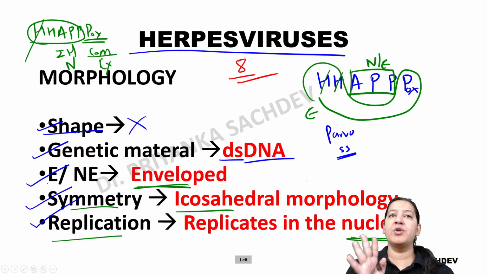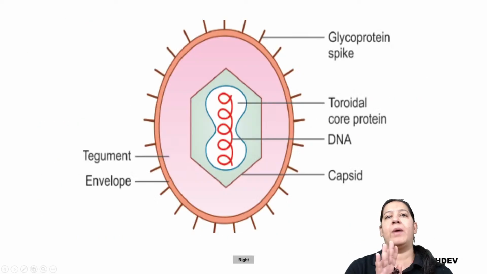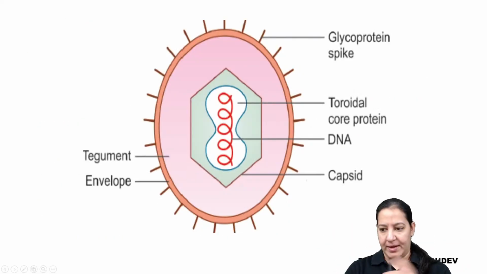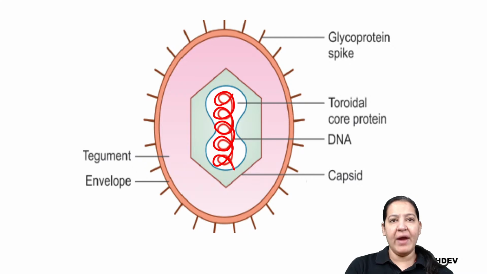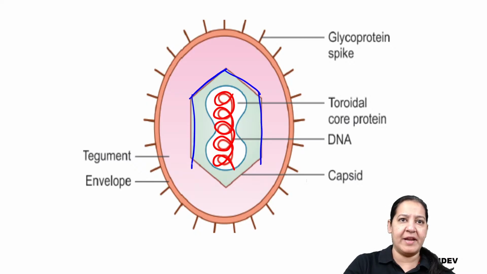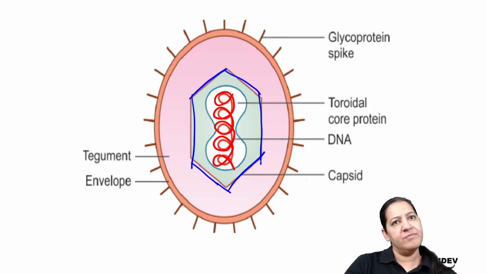After morphology, I will show you the diagram of the herpes virus. This is a diagram of herpes virus. I hope everyone can see it. Can you see? It is double-stranded DNA as the nucleic acid at the center, right? It is surrounded by a capsid. Can you see? This is the capsid. It is surrounded by an icosahedral capsid. This is the icosahedral shaped capsid.